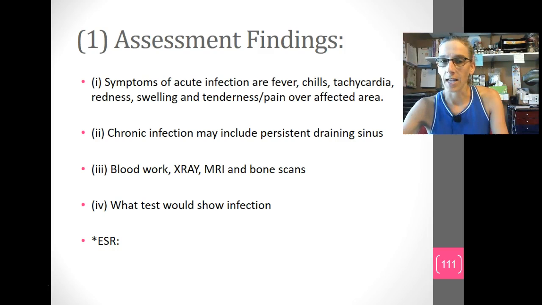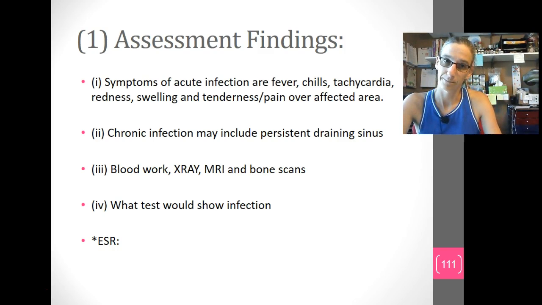Blood work, x-rays, MRI, and bone scans can all help us determine if the patient has osteomyelitis. What test would show that there was infection? Again, I hope you'll pause and look up some of these answers. But if we do some blood work, we would see an increased leukocyte count, increased ESR, and a positive blood culture for infective organisms if we did blood cultures. Now, an ESR, again, is erythrocyte sedimentation rate, so it measures how much inflammation is in the body.